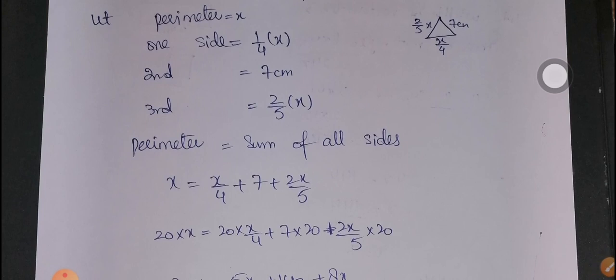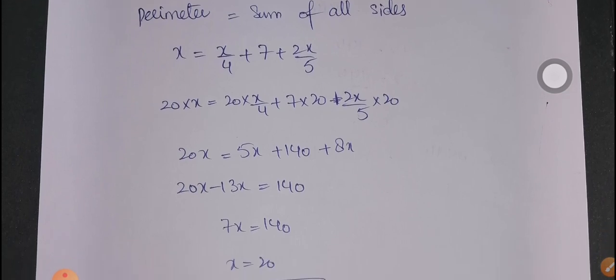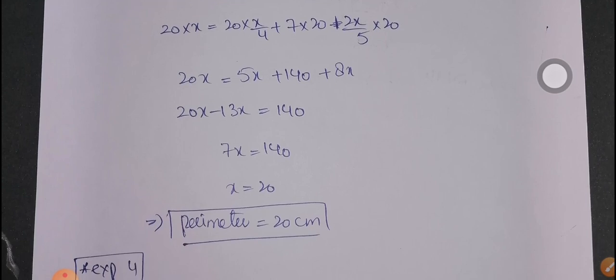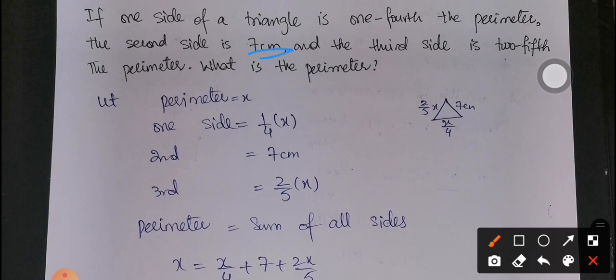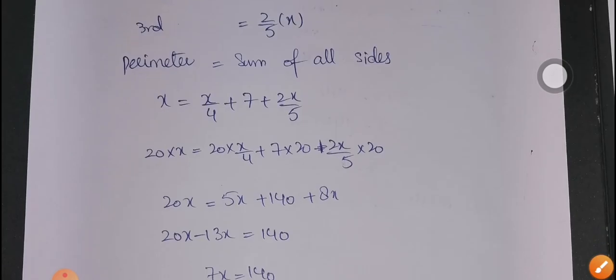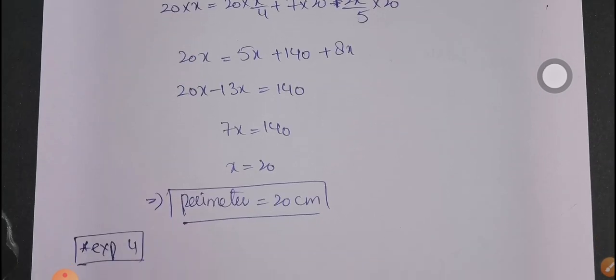Now again the LCM of 4 and 5 is 20, so multiplying by 20 on both sides, we get x is equal to 20. But this is not the final answer, because we have to find out the perimeter. So the perimeter is 20 centimeters. So in such questions, the unit is really very important. For example, if I get 7 meters over here, then I have to put 20 meters at the end in the answer. So the unit plays a very important role in such questions. Now you are expected to solve example number 4 on the same lines.